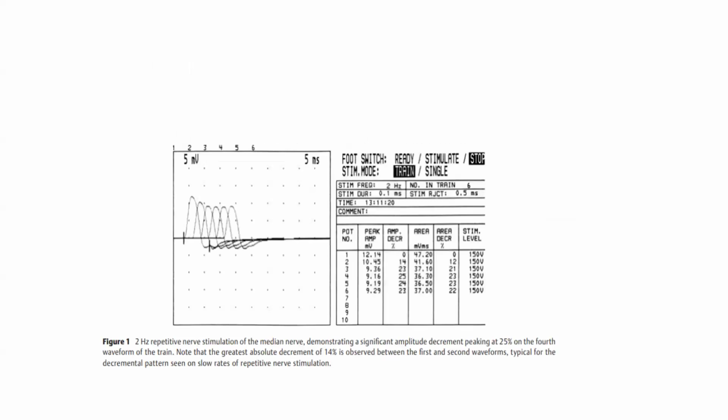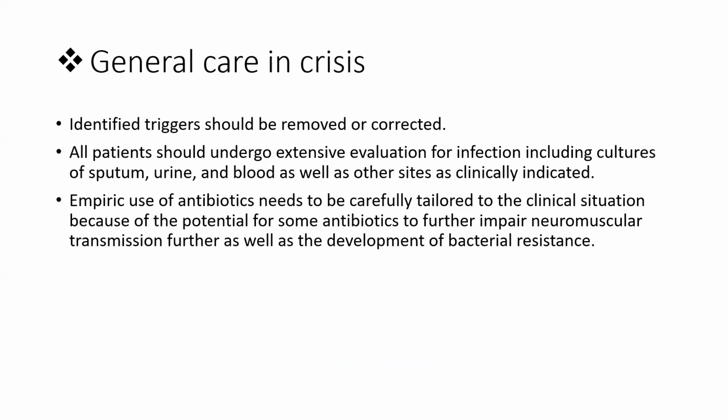So this figure is showing 2 Hz repetitive nerve stimulation of the median nerve, demonstrating a significant amplitude decrement peaking at 25% on the fourth wave of the train. Note that the greatest absolute decrement of 14% is observed between the first and second wave, typical of the decremental pattern seen at slow rates of repetitive nerve stimulation.